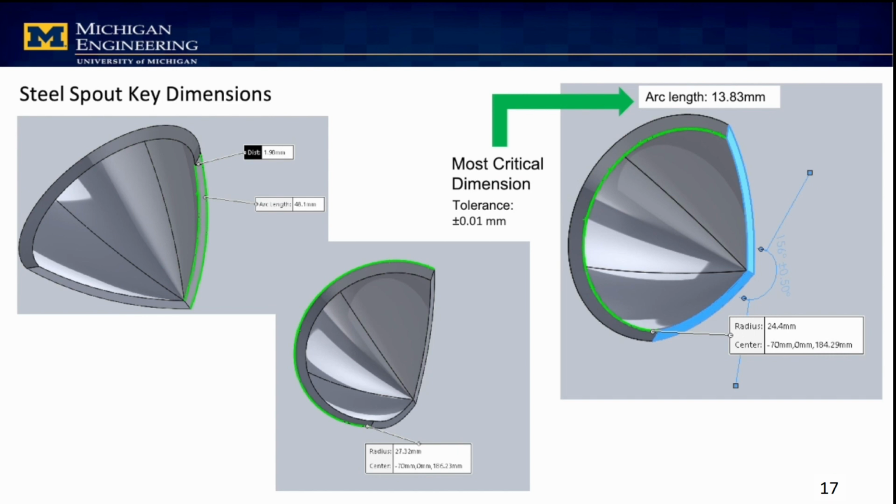So to move on to some process selection, the first piece that we redesigned is our steel spout. We have some dimensions shown off to the left, but our most critical dimension is the inner radius and arc length of this piece, because this is ultimately what's going to form the angle where this will attach to the steel kettle body, and we need this to be nice and tight because this is involved in pouring water, and we don't want water to leak out between the crease of this and the kettle body when it's used. So because of this, we gave it a fairly tight tolerance of plus or minus 0.01 millimeters.